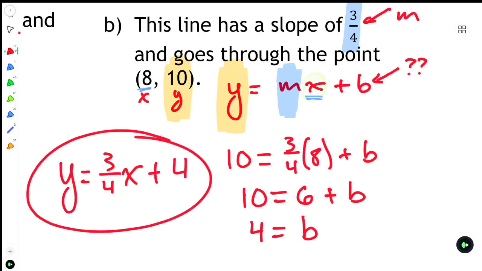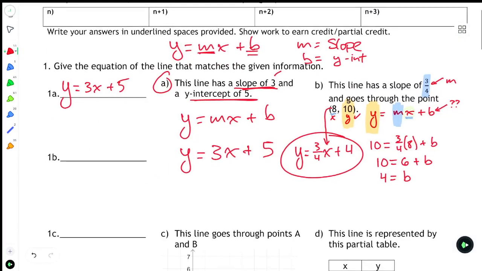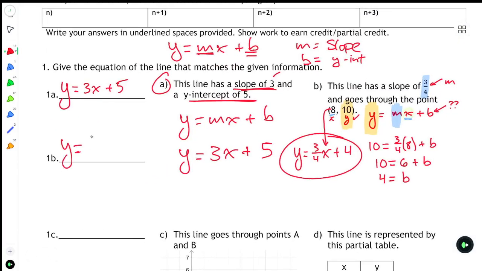And if I want to check that, I could check this by putting in 8 for x and just verifying that it does give me y is 10. All right, so that was part B. And again, there's a place to write this over here. I should write this down. Y is 3/4 x, and then plus 4 more.